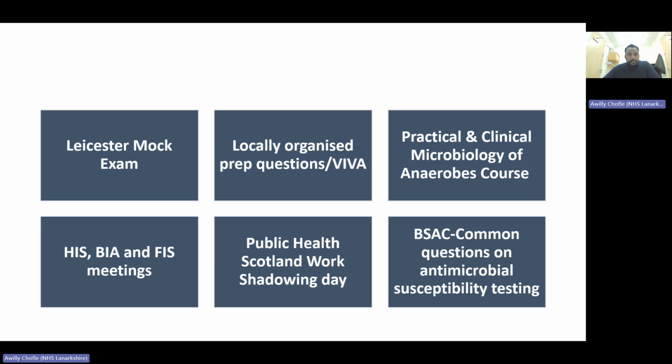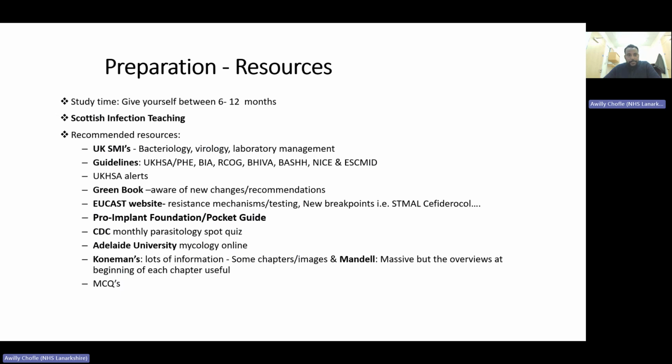And then I attended meetings, BIA and FIS. These are annual meetings. In the UK, we have the BIA twice, I think, FIS once, and multiple HIS meetings. Some are online. Good preparation for the exam. How did I prepare? It took me almost 12 months. Therefore, I would suggest it depends on your background knowledge. You can prepare for this exam between 6 months and 12 months.